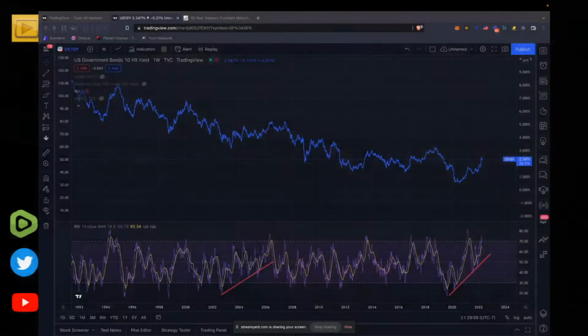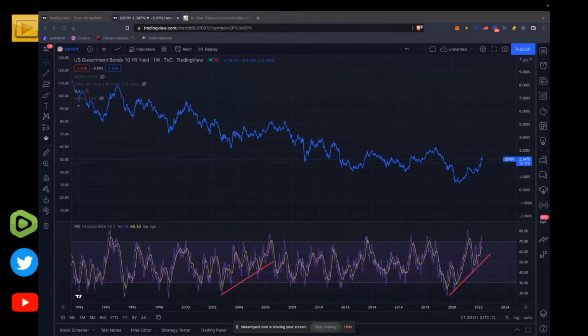Hey guys, I want to make a quick video for you here on the yield curve inversion that we're having right now with the 10-year and the 2-year. Let me share my screen. So this is pretty important.